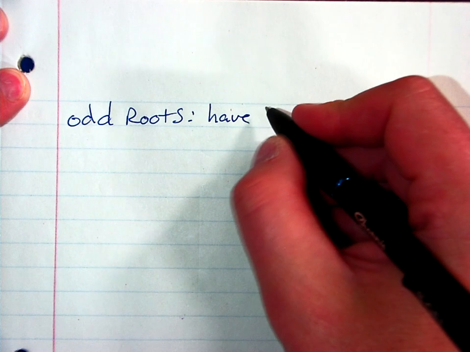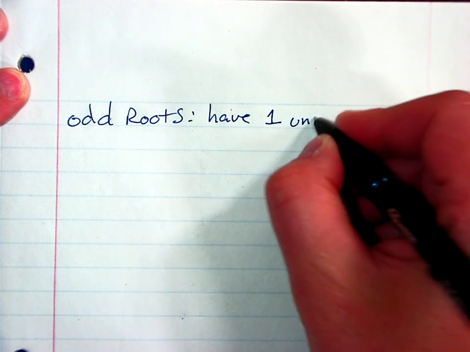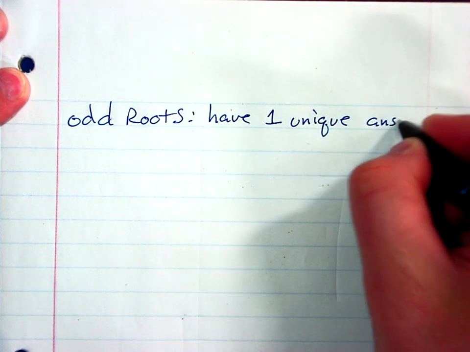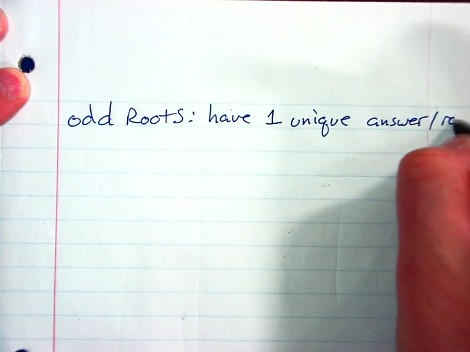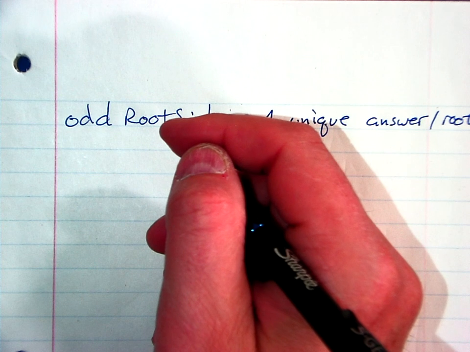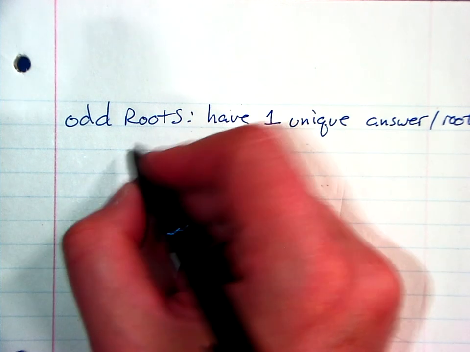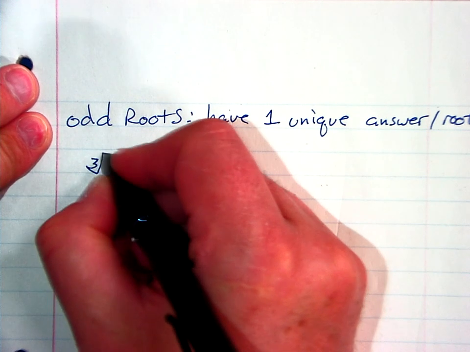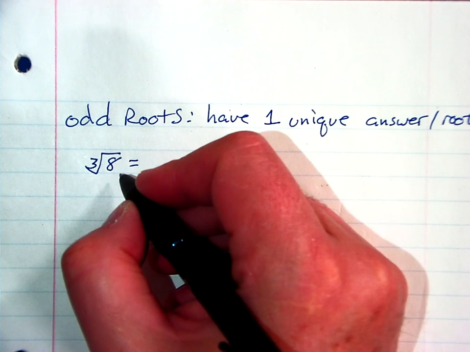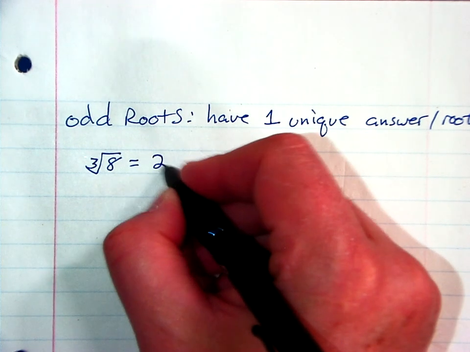All right, odd roots have one unique answer per root. And what I mean by that is, if I have the cube root of 8, what times what equals 8? 2. It has to be positive 2, though. Why can't it be negative 2?